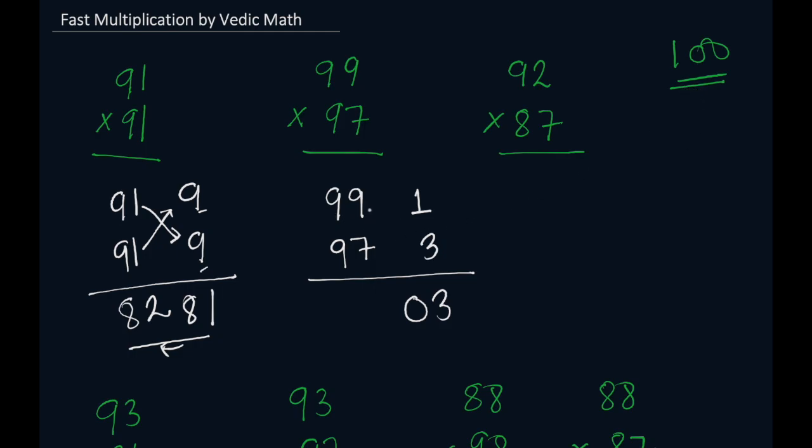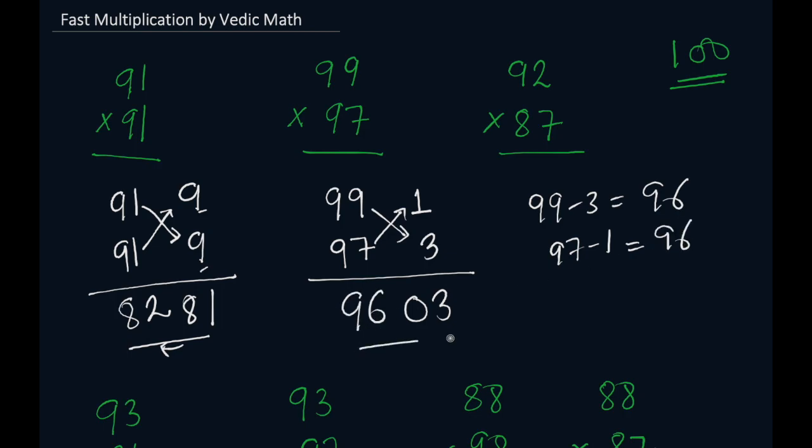Now what we have to do is we have to subtract these numbers. So 99 minus 3 is 96 and 97 minus 1, this is also 96. So our answer is 9603. Now let us see our third question. Our third question is 92 cross 87. This is a bit difficult, but we will solve it.